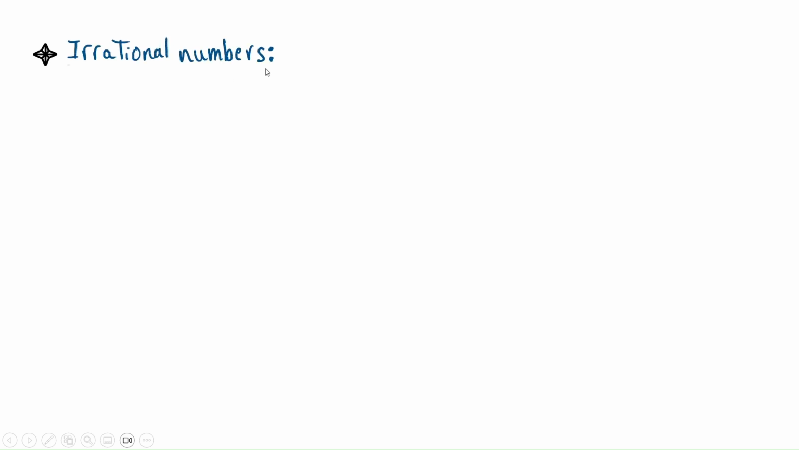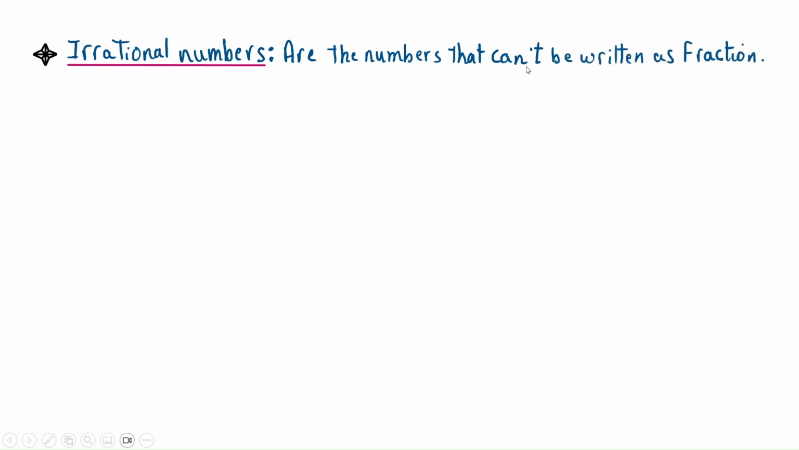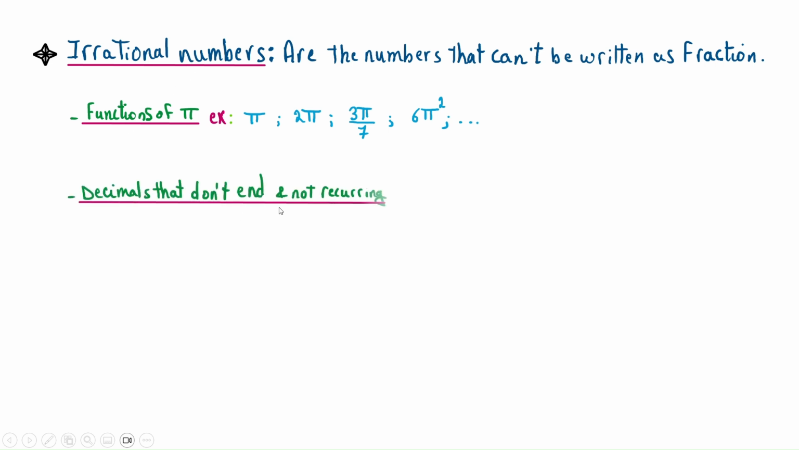Irrational numbers are the numbers that can't be written as a fraction. So we cannot write them as fractions. Any expression with pi, for example, pi, 2 pi, 3 pi over 7, 6 pi squared, and so on. Decimals that don't end and are not recurring. Example, 3.72583, and so on. We see clearly that these numbers are irrational because they are not ending and at the same time they are not recurring.